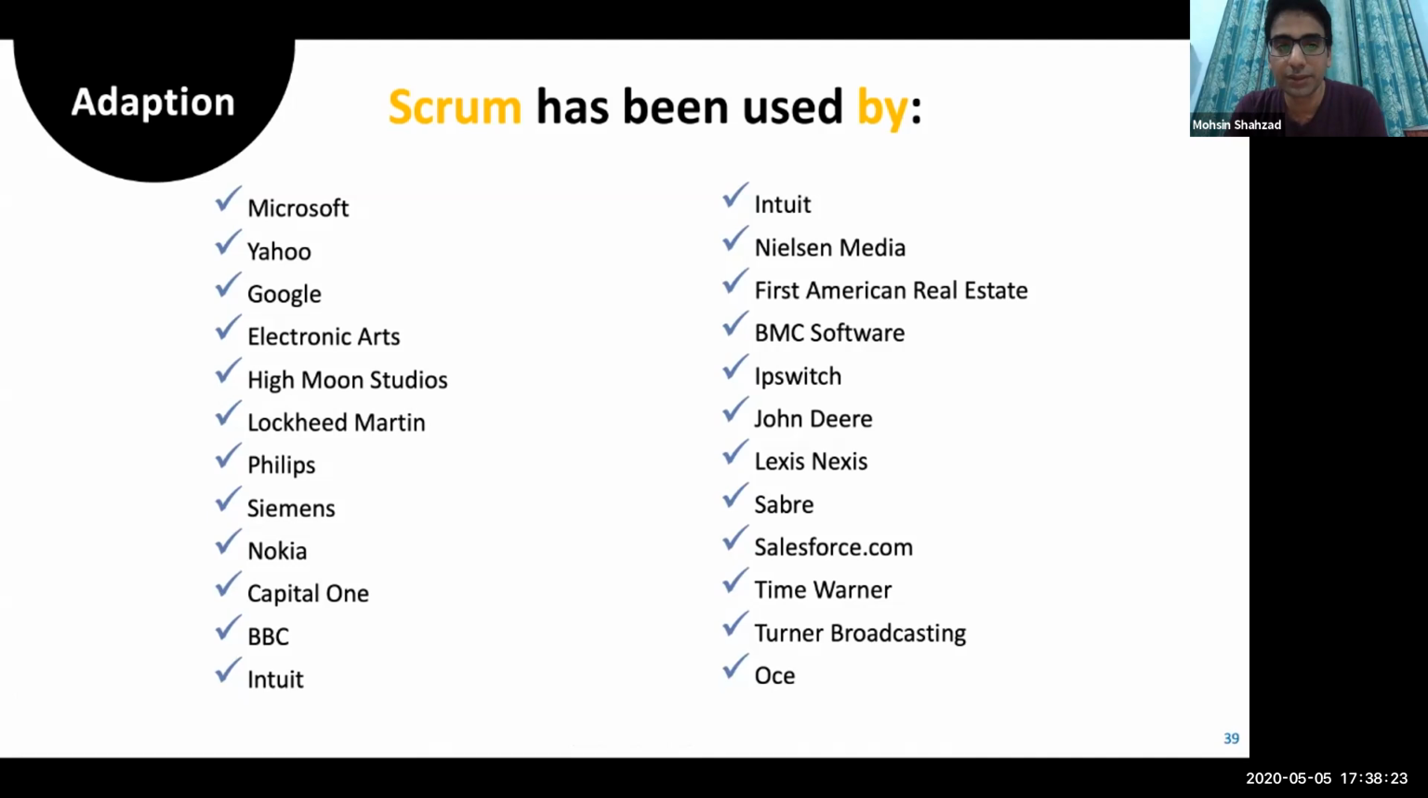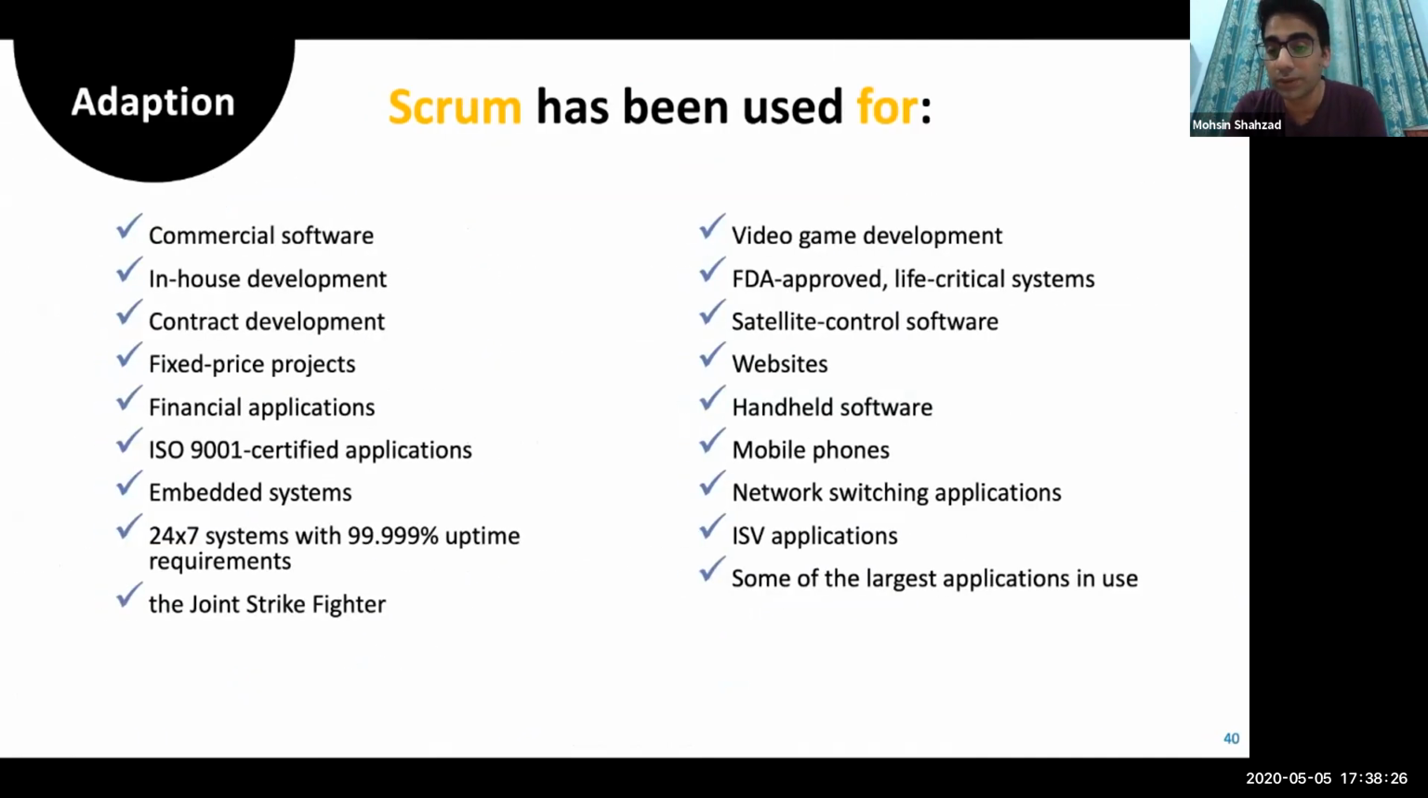Scrum has also been used, interestingly, outside the software industry, like in contract development and ISO 9001. The interesting part is the Joint Strike Fighter, even for fighter planes, it's being used there. I myself got trained in Virginia, and 60% of my class was ex-military officers who were there to learn this. So in the US military, in their government departments, and in all their non-technical departments, it's being used.